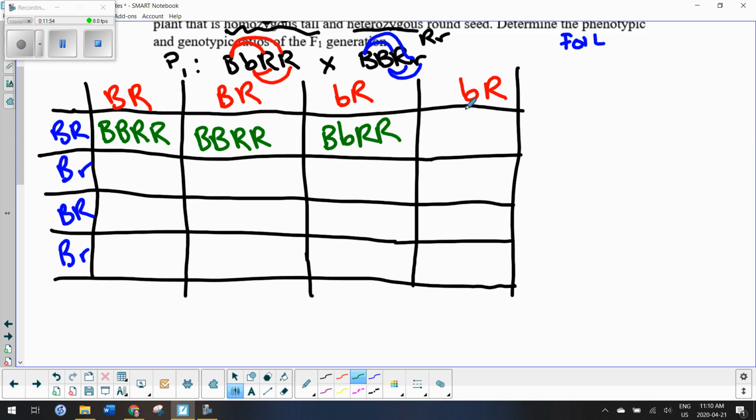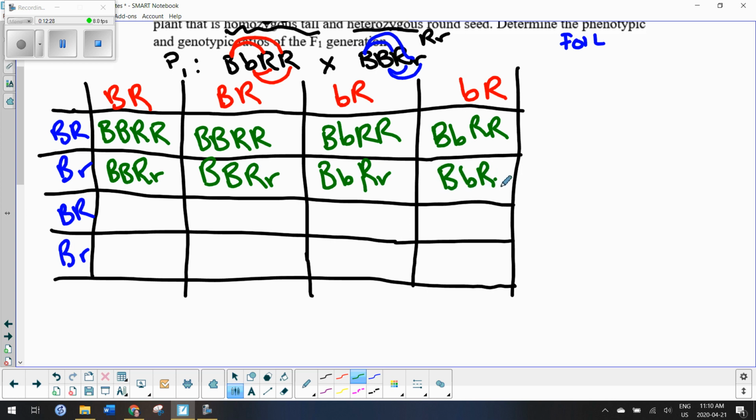And then this one should be the exact same. Actually, it's not. Little b, oh no, big B from over here, little b, big R, big R. Okay. Big B, big R, little r. Big B, big R, little r. Do you notice a trend? First two are the same in all of these. Big B, big R, little r. Big B, big R, little r.